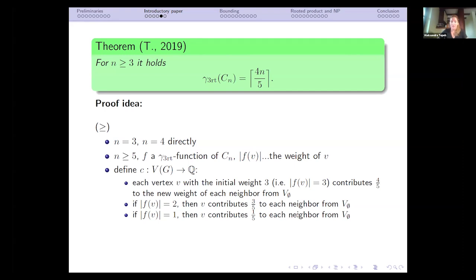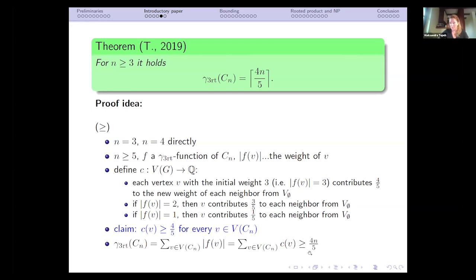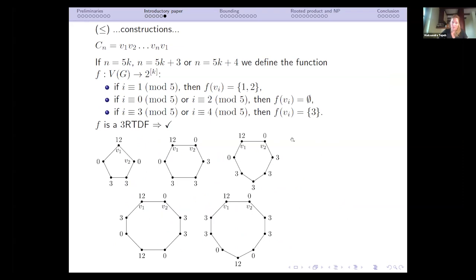And because of the structure of the cycle, every vertex has only 2 neighbors. And if you play according to these rules, then you can see that the new weight is at least 4/5 for every vertex in the cycle. So this means this inequality is proved. And for the opposite inequality, it is of course easier, because you just find a construction. For small graphs, you can see it here, but for larger cycles, the patterns just repeat.